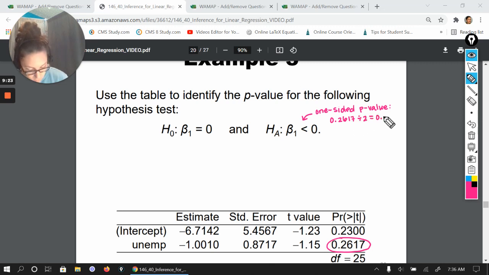That gives us about 0.13085. In either case, we would still fail to reject the null hypothesis because this number is greater than 0.05.